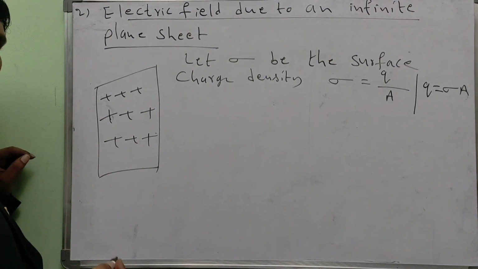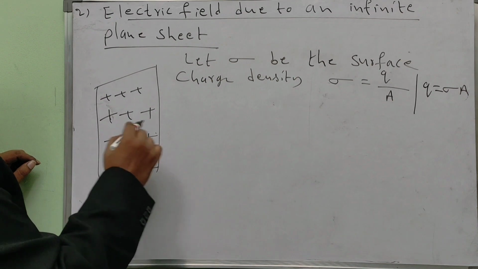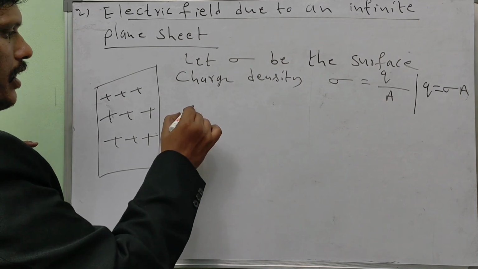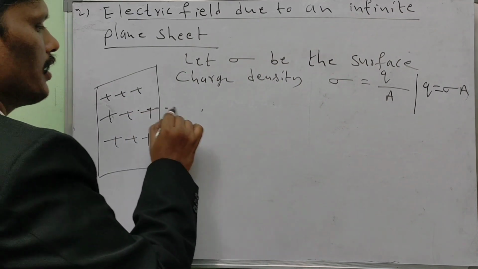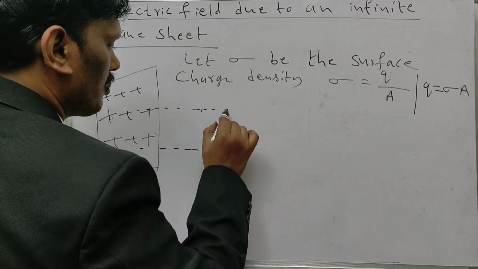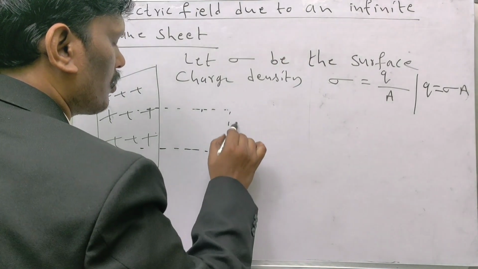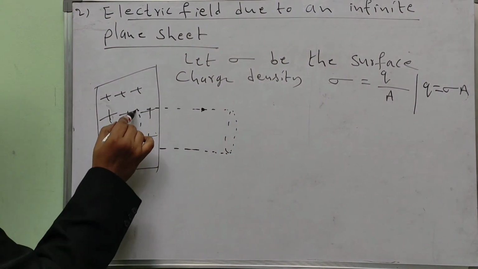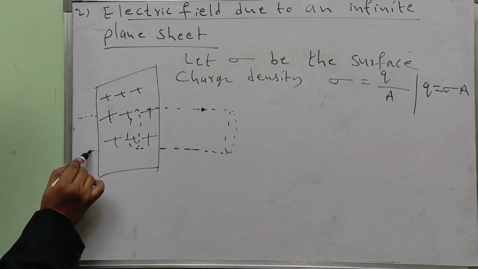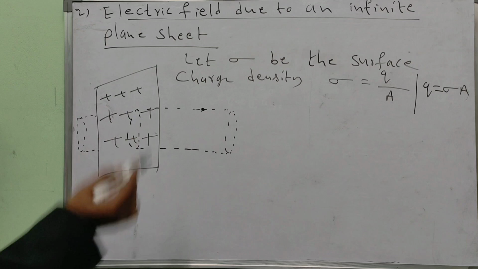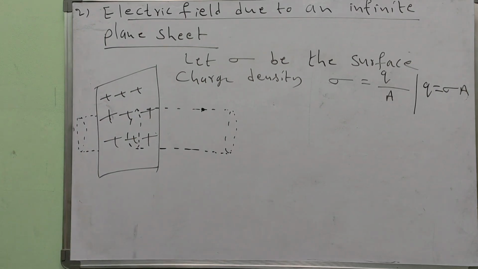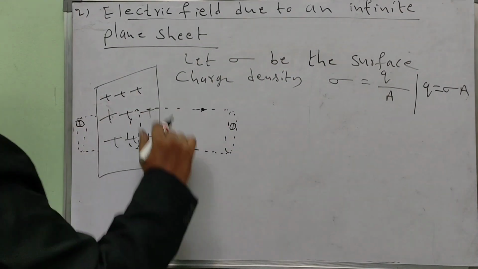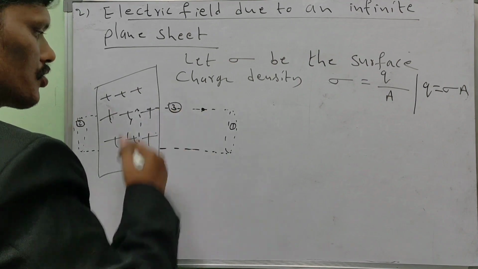Now, to calculate the electric field because of this infinite plane sheet, consider a Gaussian surface like a cylinder. Suppose I need to calculate at this point, means I need to consider a Gaussian surface, a closed surface passing through that point. So I am going to imagine a Gaussian surface like this. Here also there are three surfaces. This is flat surface 1, this is flat surface 2, this is curved surface 3.